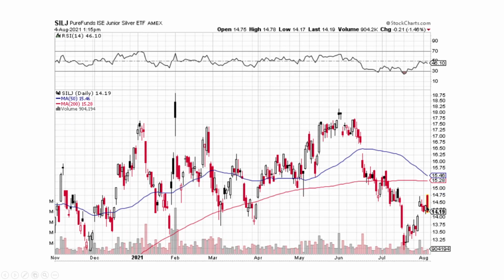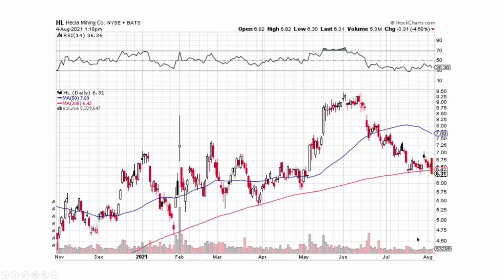SILJ, same thing. It ran up, was going to look strong, and then it sold off hard. We have lots of big bullish engulfing patterns down here. We'll see which way this thing goes tomorrow. Hecla Mining does not look good with this big bearish engulfing. Very interesting to see this paint here. So we'll see what happens tomorrow.